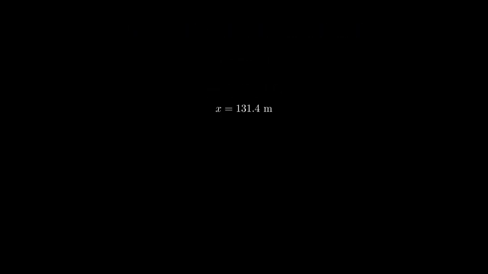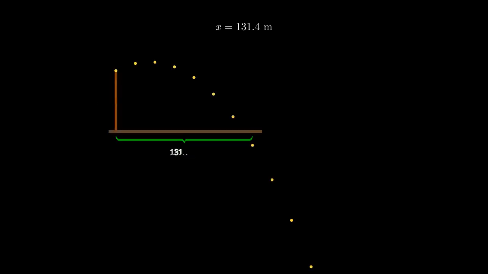Now we can find the horizontal distance traveled. The horizontal distance is simply the horizontal velocity times time. That's 22.98 meters per second times 5.72 seconds, which gives us 131.4 meters. Here's the complete trajectory, showing the projectile landing 131.4 meters from the cliff base.